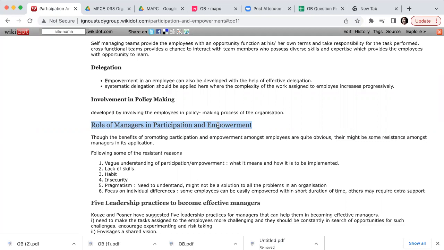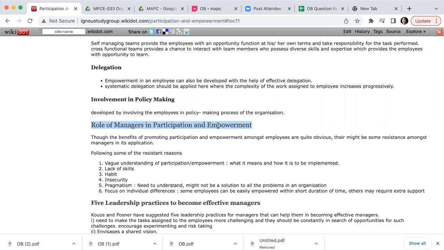So there are multiple things which resist a manager from doing this. These resistances are to be mitigated to make sure that managers are comfortable in promoting both participation and empowerment. What are those particular resistance reasons? First of all, the manager himself is not aware of what participation and empowerment are. He doesn't believe in it. It's a problem. Then he will not really promote participation.